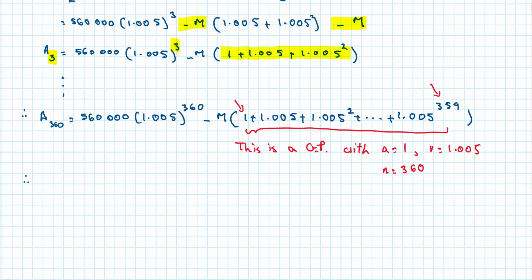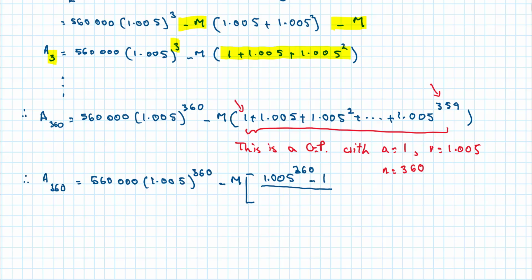Therefore, my A360 is 560,000 times 1.005 to 360 minus m, and now I use my geometric series sum equation. A, which is 1, r to the n, that's 1.005 to 360 minus 1, over r minus 1, which gives me 0.005.